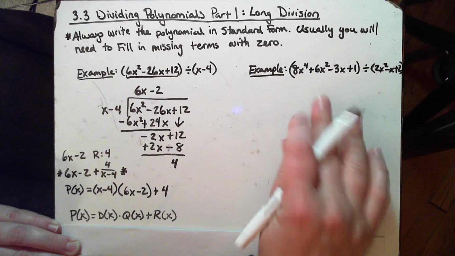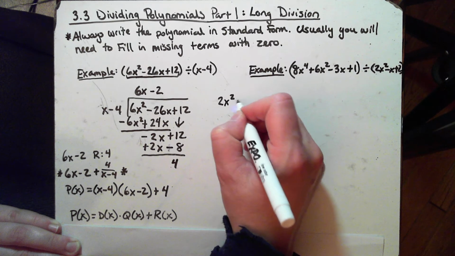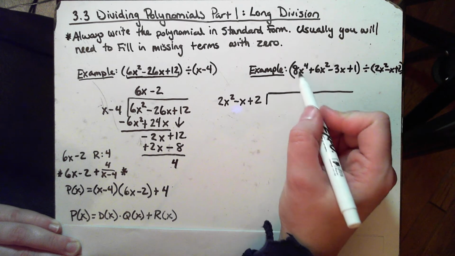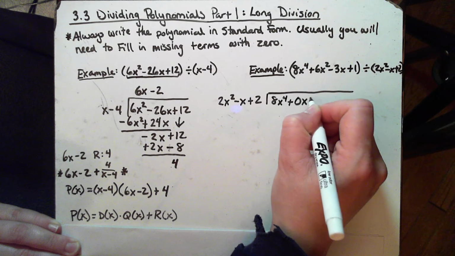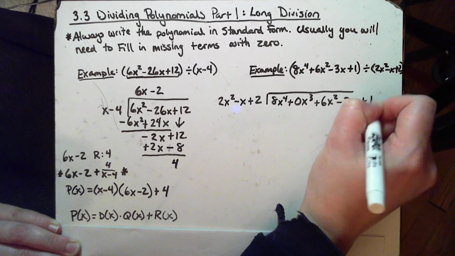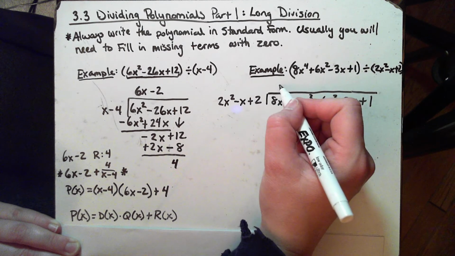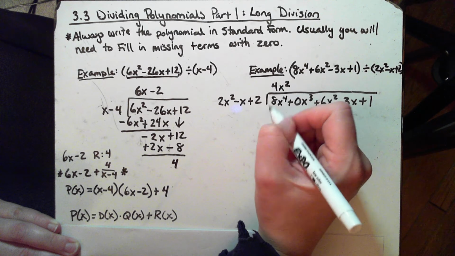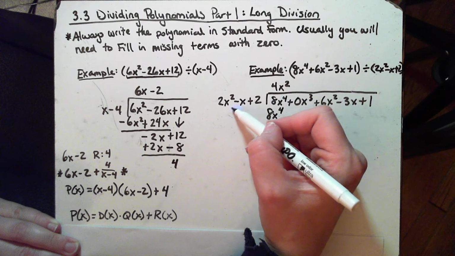Okay, let me do another example. I have this one up here. This goes outside of the box, so 2x squared minus x plus 2 divided by. Inside the box, notice they skipped a cubed, so it's 8x to the 4th plus 0x cubed plus 6x squared minus 3x plus 1. Okay, now 2x squared times what equals 8x to the 4th? Well, that is 4x squared because 2 times 4 is 8 and x squared times x squared is x to the 4th. Now I need to distribute to everything down here.